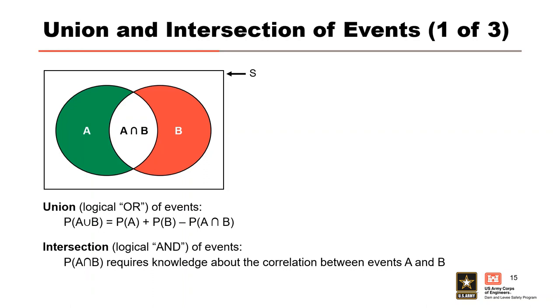While union is synonymous with OR, intersection is synonymous with AND. It represents the portion where circles for events A and B intersect and overlap. The probability of intersection is the probability of both A and B occurring at the same time. Evaluation of this probability requires some knowledge about the correlation between events A and B.